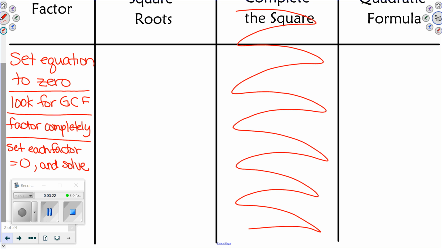And then quadratic formula. Do we know the quadratic formula? Negative b plus or minus square root of b squared minus 4ac all over 2a? That's right. We'll get to that. But today we're going to focus on the square root method, so we'll come back to this page here in just a minute.